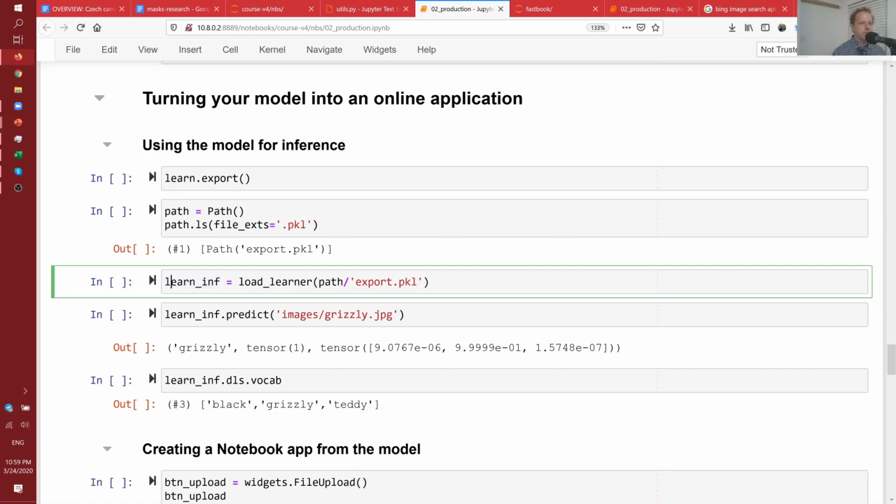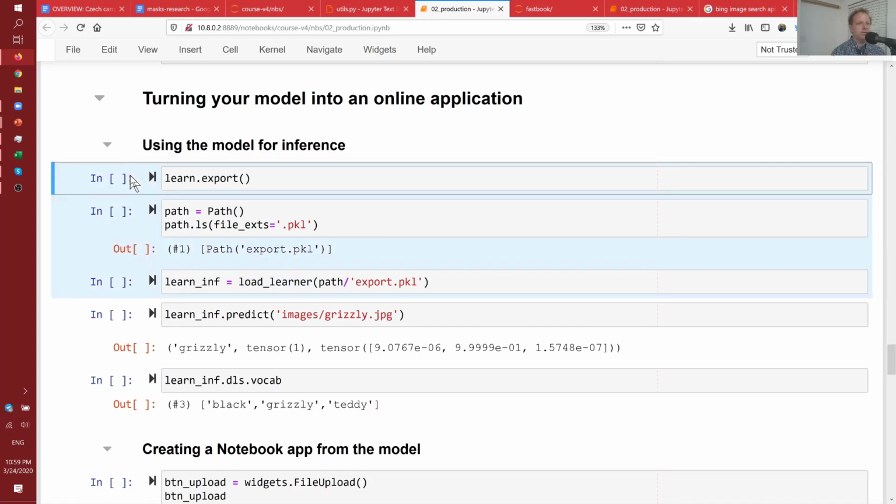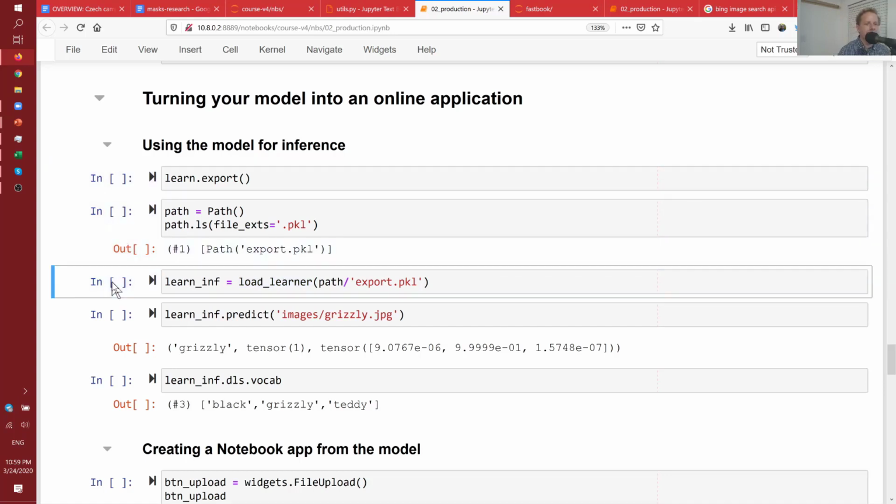So the process of using your trained model on new data in production is called inference. So here I've created an inference learner by loading that learner back again, right? And so obviously it doesn't make sense to do it right after I've saved it in a notebook, but I'm just showing you how it would work, right? So this is something that you would do on your server in inference.